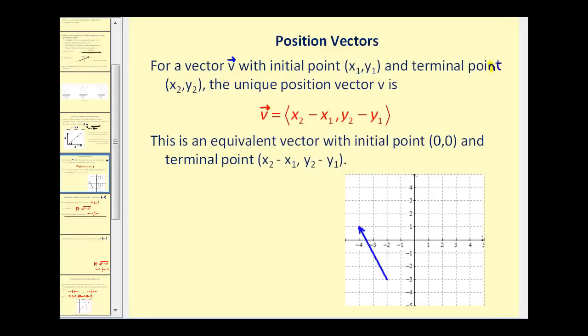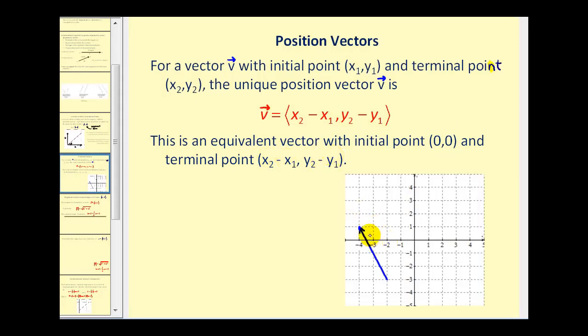For a vector v with an initial point (x1, y1) and a terminal point (x2, y2), the unique position vector is v equals the vector x2 minus x1, y2 minus y1. This is an equivalent vector with the initial point (0, 0) and terminal point as we see here.